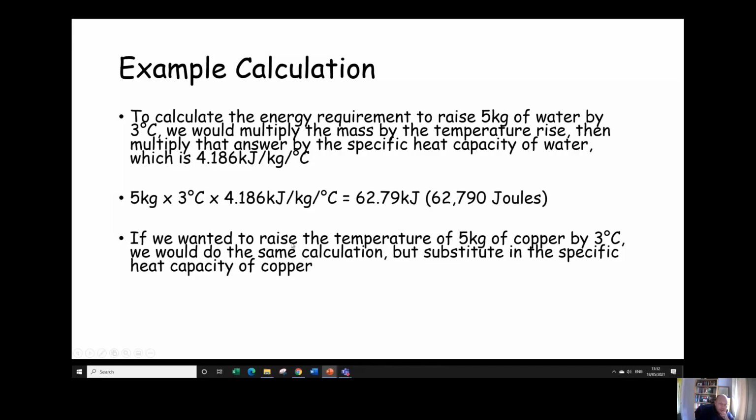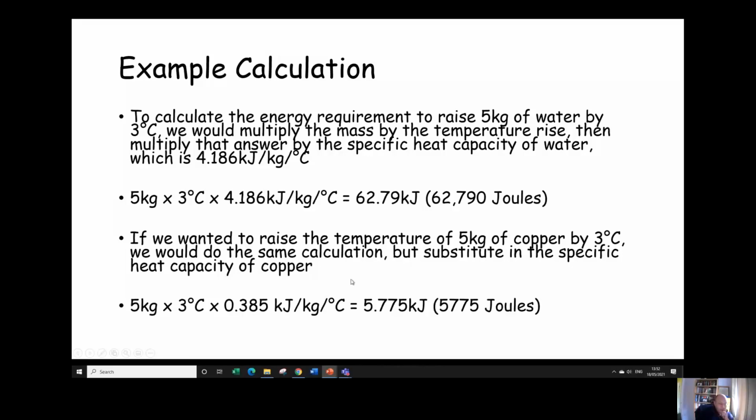If we wanted to raise the temperature of 5 kilograms of copper by the same amount of temperature, we'd do exactly the same calculation, but we're just substituting the specific heat value of copper for that of water. So 5 kilos of copper raised by 3 degrees C. So 5 times 3 times the specific heat value of copper, which is 0.385. And we multiply all of those together, which gives us 5.775 kilojoules, or 5,775 joules.